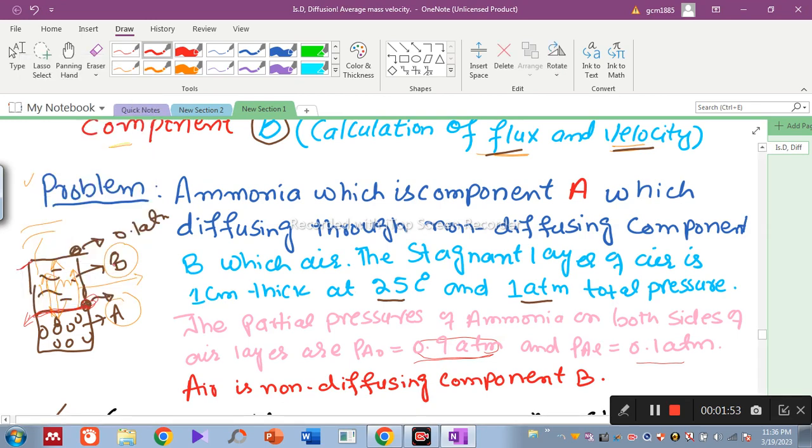distance Z equal to L, is 0.1 atmospheric pressure. So the partial pressure of ammonia in this place is very high. This is total ammonia and this is some air molecules in this place. So the partial pressure of ammonia will definitely decrease as we go from the lower position to the higher position in the stagnant layer of air. Remember, air is non-diffusing component B, while ammonia is diffusing component A.